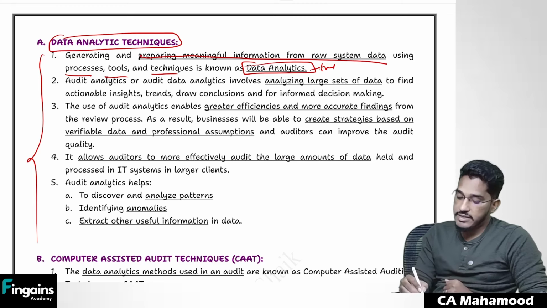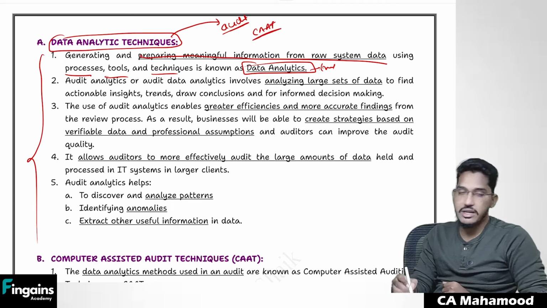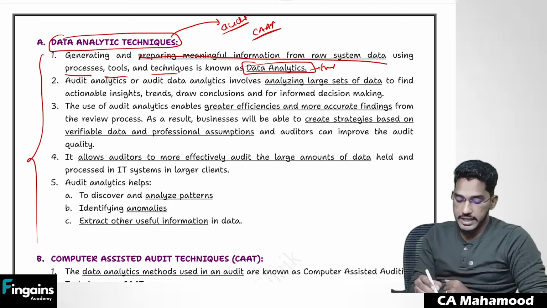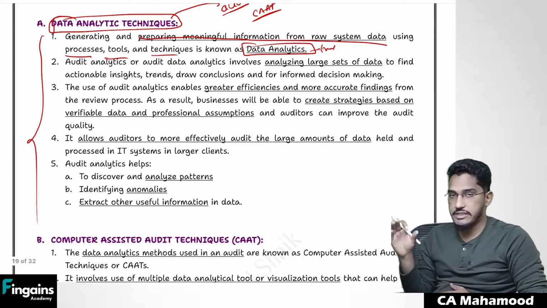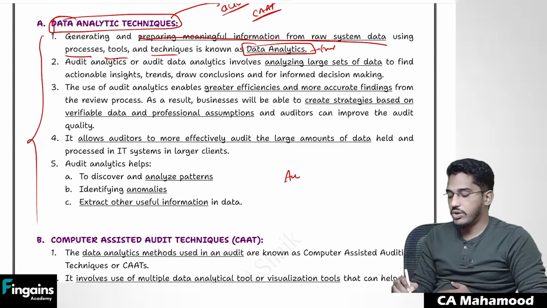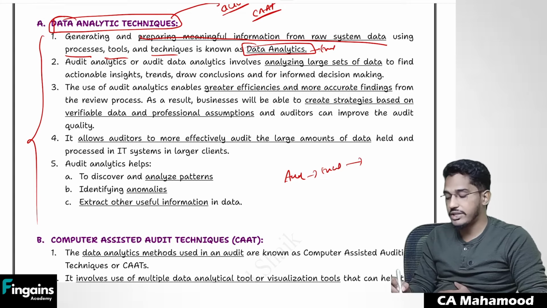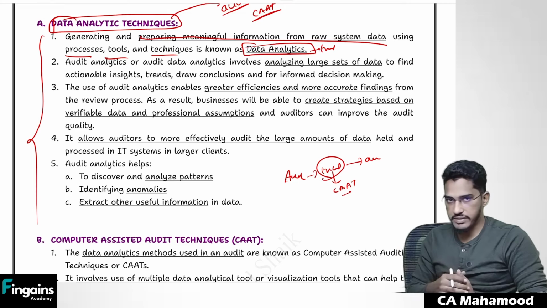Now, if the same data analytics techniques are used by the auditor for conducting the audit, for obtaining audit evidence, then that becomes computer assisted audit techniques, CAAT. If the data analytics tools are used by the auditor for the purpose of obtaining audit evidence, then we call them computer assisted audit techniques. For example, if the auditor is using Excel to analyze the client's financial data and obtain audit evidence, then Excel is nothing but a computer assisted audit technique there. In very simple layman terms.